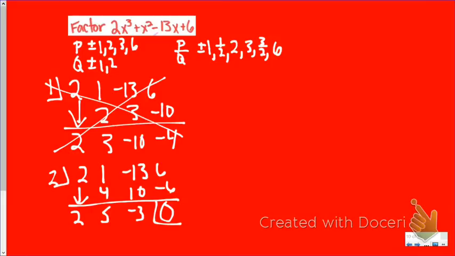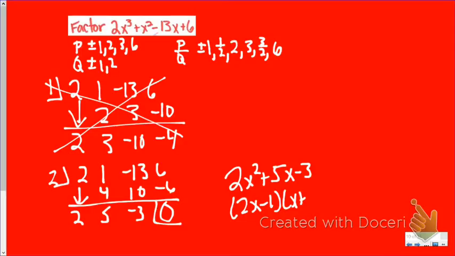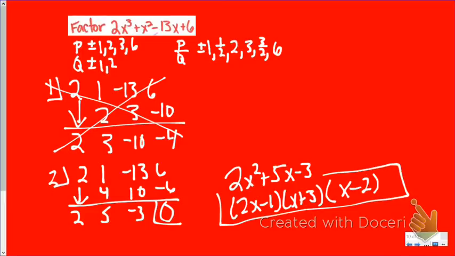So I'm going to look at the remaining polynomial. I've got 2x squared plus 5x minus 3. I can factor this. This is going to factor into 2x minus 1 and x plus 3. And then my remaining factor was from that synthetic division, which would be x minus 2. So that is my fully factored polynomial.